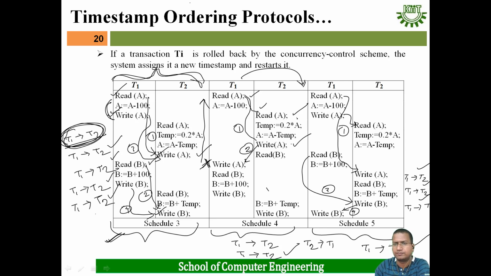This will create a problem. That's why, according to the timestamp ordering protocol, this write B operation should not be performed, and the entire transaction has to be rolled back, and this T1 has to be scheduled later on after T2. Okay, according to the timestamp ordering protocol.